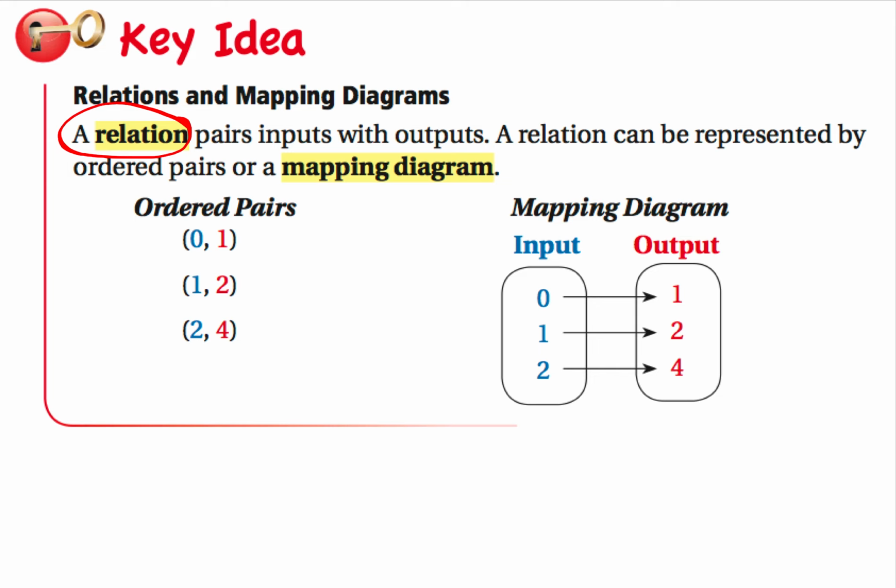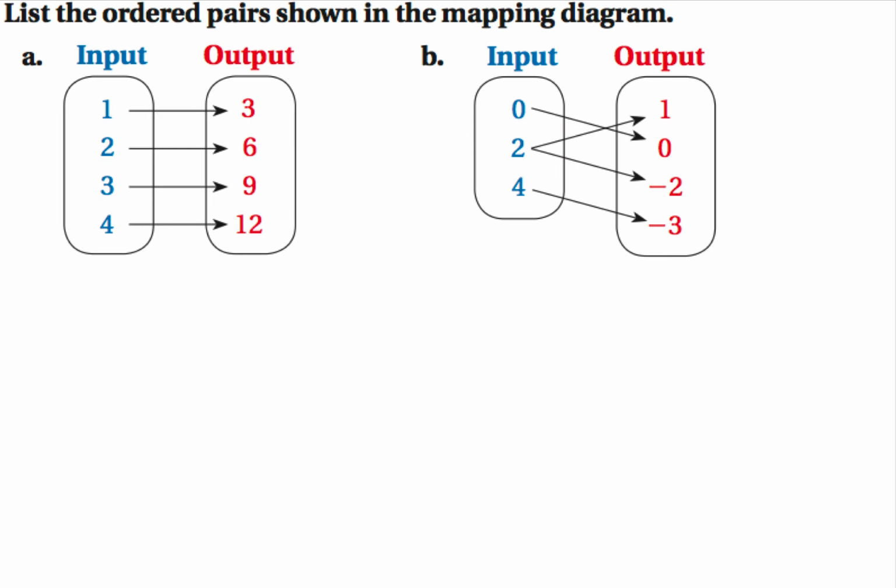The ordered pairs of (0, 1), (1, 2), and (2, 4), you can see in blue are the inputs, in red are the outputs. And over here in the mapping diagram, which is new to us, we have the inputs in a bubble and the outputs in a bubble, and each arrow shows the input going to the output.